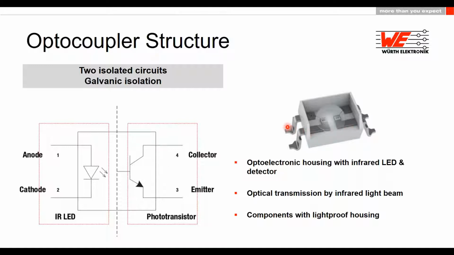And of course, optocouplers also have advantages over transformers or relays. Optocouplers have a very small size, which makes them easy to install. They also enable analog and digital signal transmission, and they compensate for very low coupling capacities between input and output. So yeah, this is the main structure of the optocoupler we are talking about in this webinar.